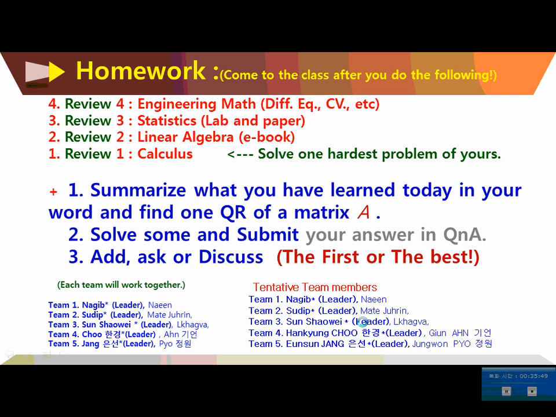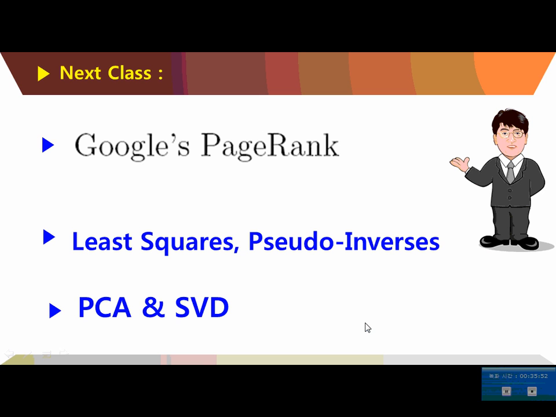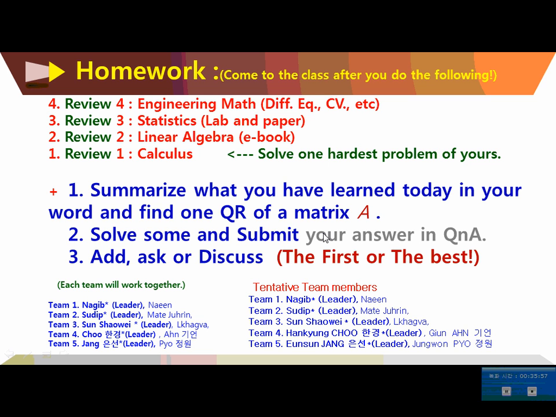I think that's the end of QR factorization, and we will continue with the Google PageRank algorithm. Before we continue, I assigned you to do some problems on each of these categories, summarize what you have learned on QR factorization, find one QR decomposition of one of your matrices A, and submit it in Q&A. And I made a tentative team like this. You can trade or fix your team to work together.